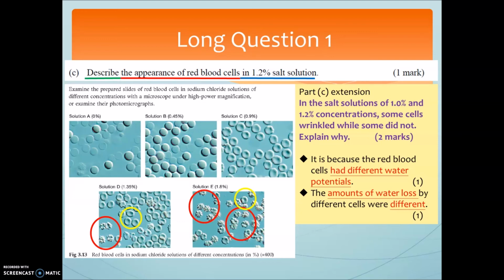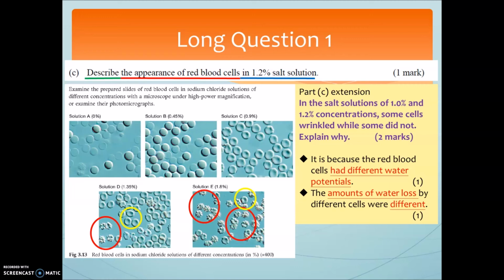It's just because the red blood cells have different water potentials, and the amount of water lost by different cells was different. So that's why some cells lose much water, but some of them lose less water. So they may not be that wrinkled. They may just look the same. Okay, so that's the idea.